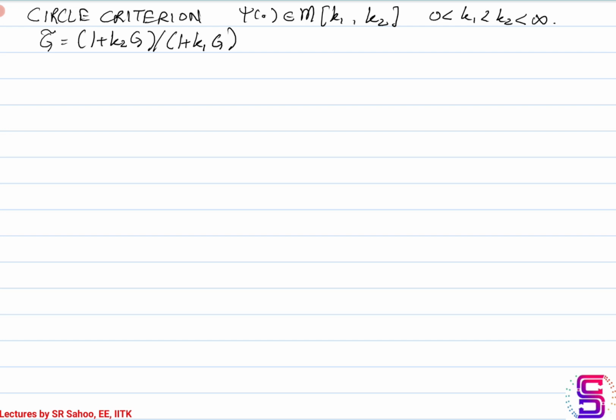Now we'll see how the circle criterion can be extended to the cases of the sector nonlinearities where either k2 is infinity or k1 is 0, or when k1 is 0 and k2 is infinity. So basically we look into the sector nonlinearity where the sector is defined by k1 infinity, or the sector is defined by 0 k2, or the sector is defined by 0 infinity.